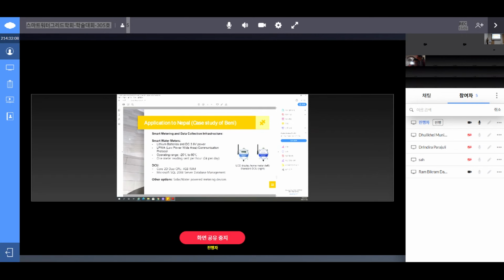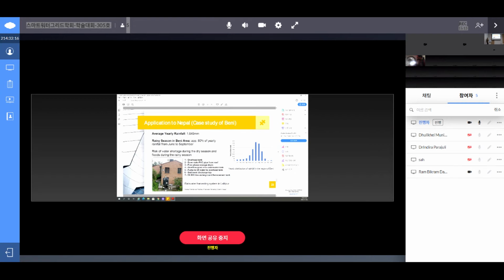And we also have other options in terms of powering, which is not only lithium batteries, but also solar or water-powered metering devices, which could be used case by case.